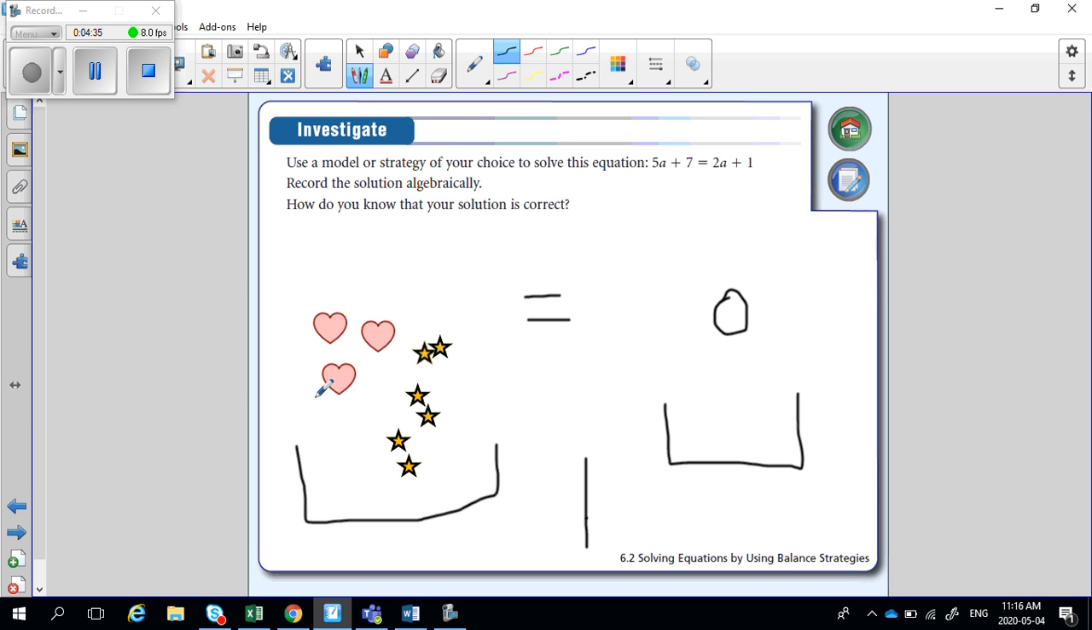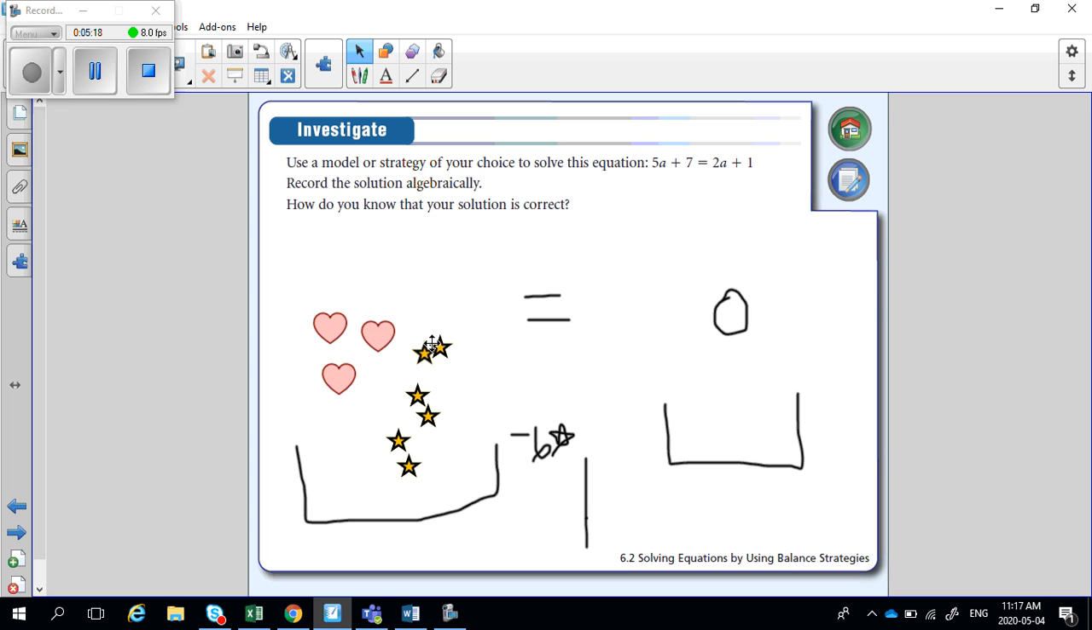So what I want is just hearts over here and just stars over here, but I don't have that. I do have these 6 stars, though. So what I can do is, if I take away 6 stars from this side, I can do the same thing on this side. If I take them all away here, they're just going to be gone. But if I take them away over here, maybe they'll just change color. So instead of yellow stars, we're going to have red stars.